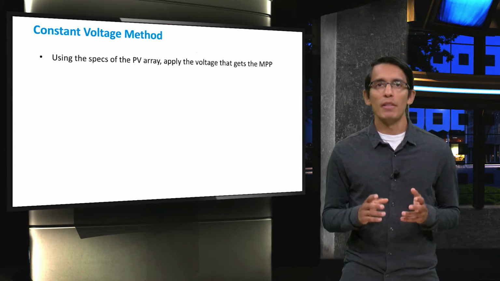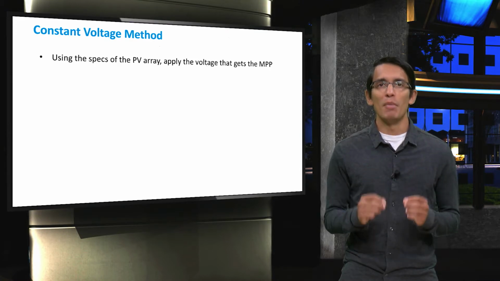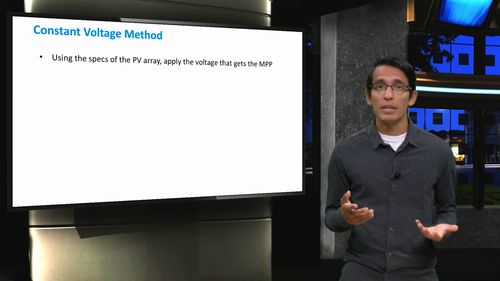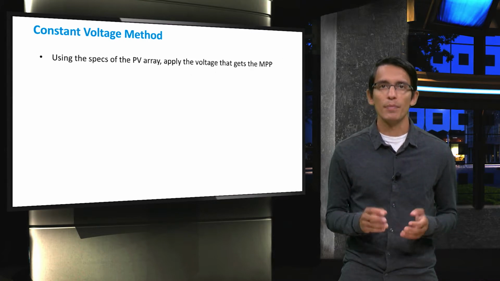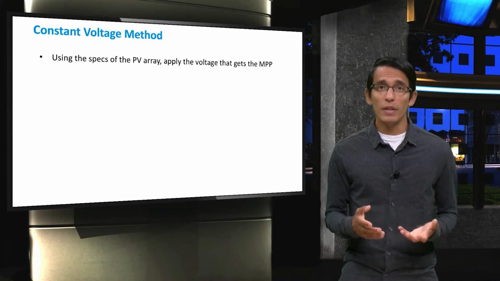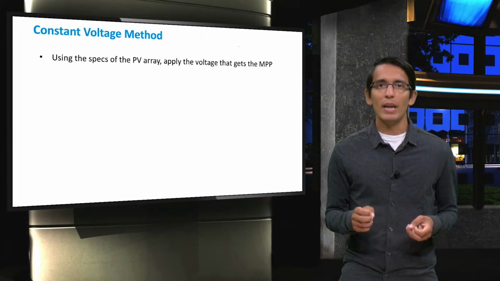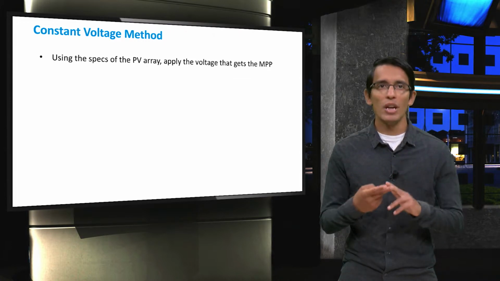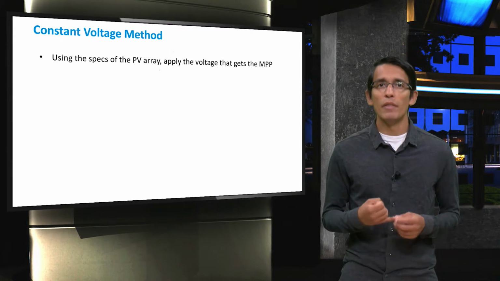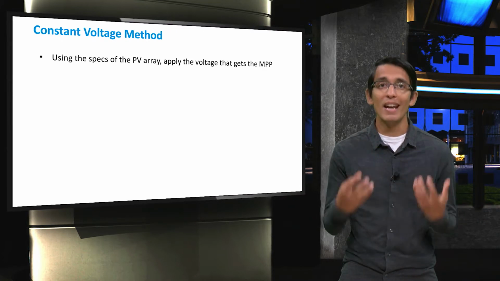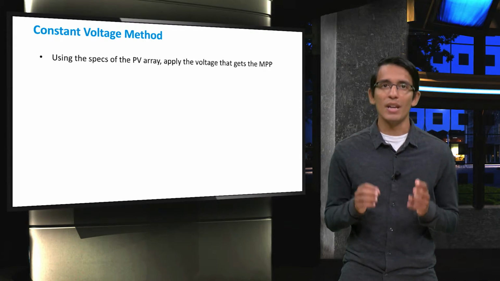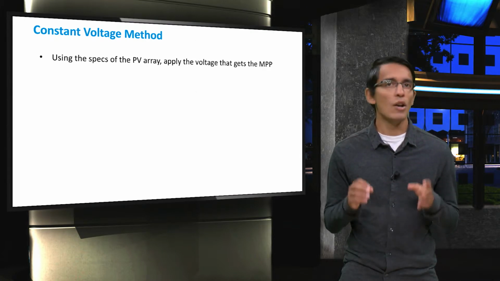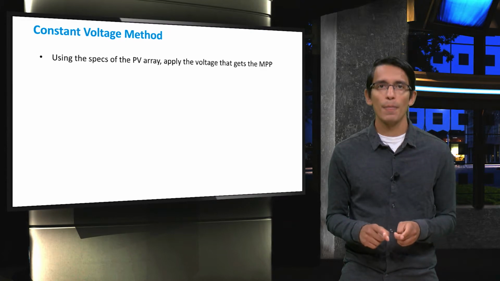The first such method is the constant voltage method. As the name implies, this method simply hard codes the VMPP into the system. As you saw in the last video, the MPP of a solar array can change based on temperature, shading, or other factors. However, this method considers those effects negligible and simply uses the VMPP that is measured at standard test conditions of the panels and always sets that voltage.